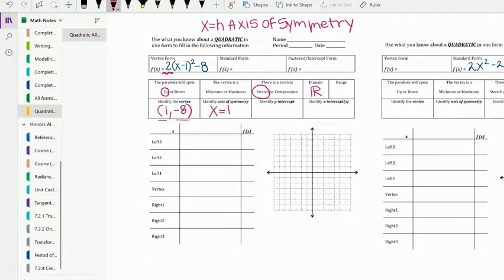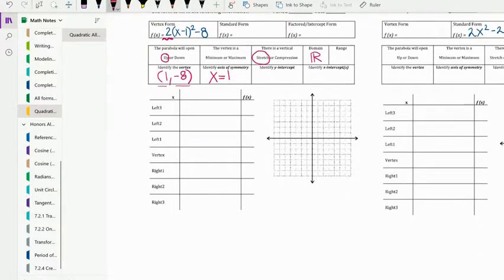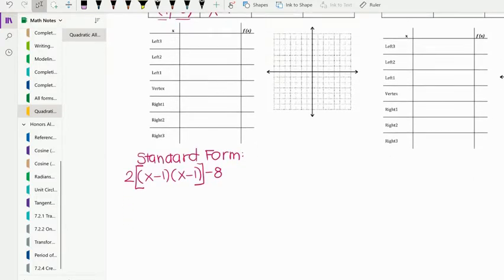Okay, identify the y-intercept, we'll wait on that, and then identify the x-intercept, we'll wait on that as well. So let's go ahead and put this in standard form. So I'm going to use this space down below. So to put it in standard form, we just need to multiply it out. So for example, I have 2 times x minus 1 squared, what that really means is x minus 1 times x minus 1, and then I have this -8. So what we actually have to do, we want to multiply those x minus 1 times x minus 1 first, then we'll distribute the 2, and then we'll subtract the 8, okay?